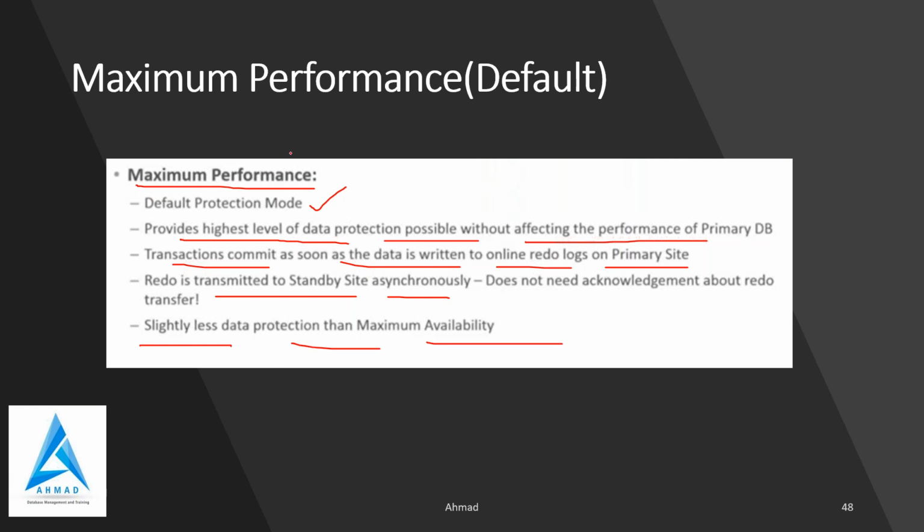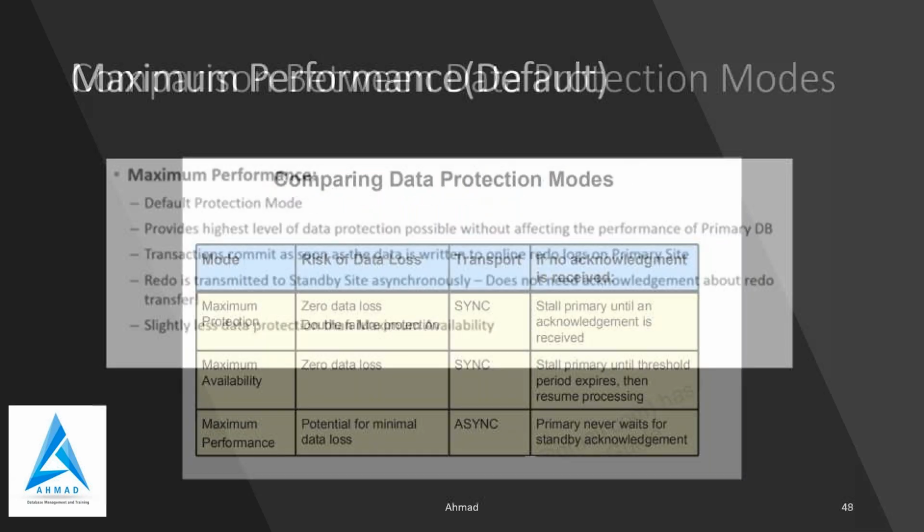So this is the less data production, and after that availability, and then after that maximum production. So in performance, the chances of data loss is more, and then in availability lesser, and in production more protected. Got it? So these three things clear.